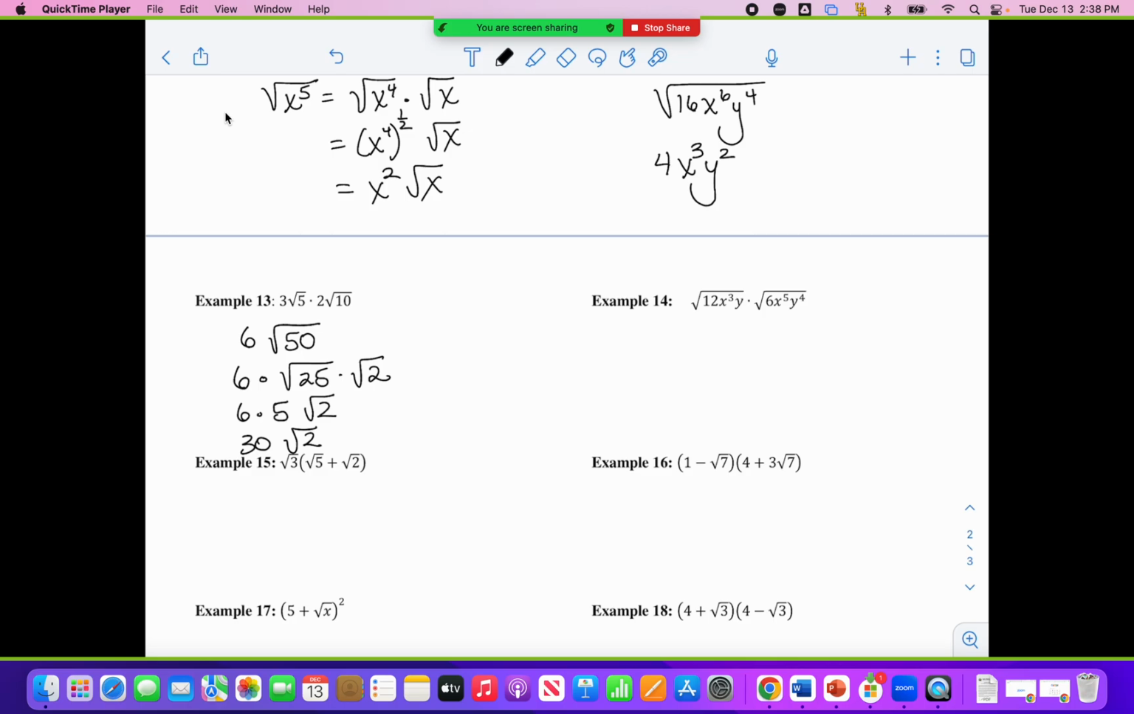All right, I'm going to pause a moment, and I want you to try example 14. Please don't work ahead because they're a different type of problem. But go ahead and try example 14.